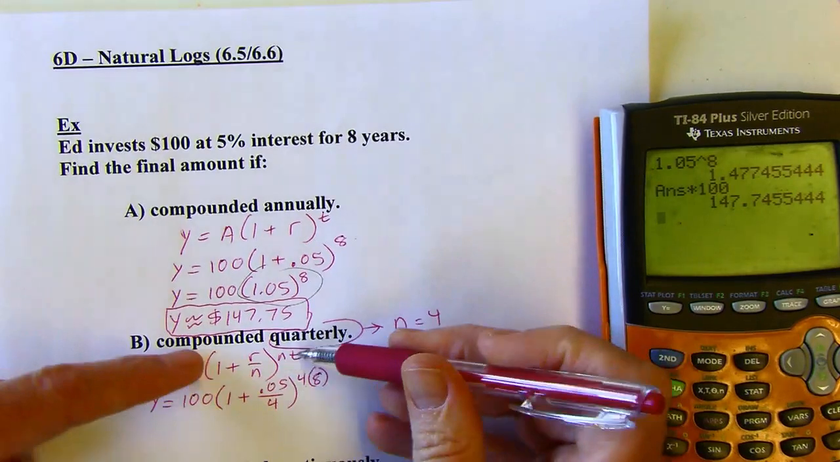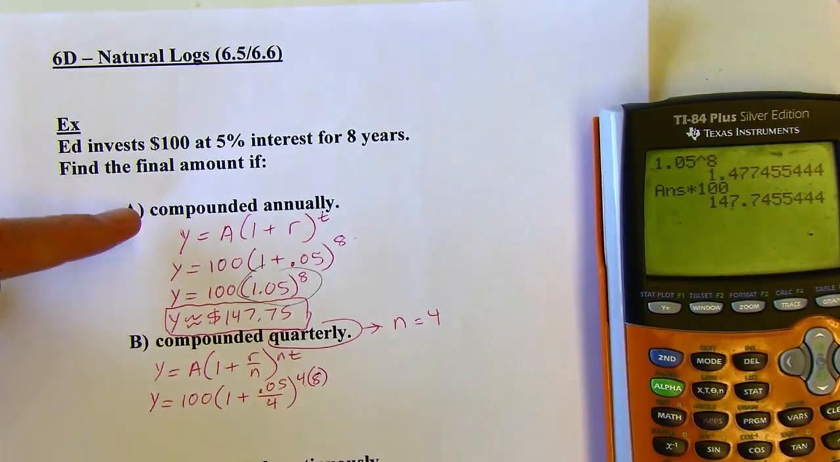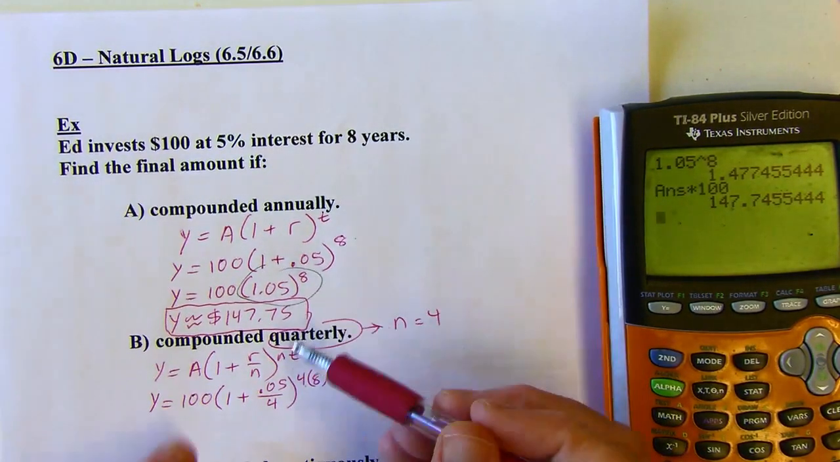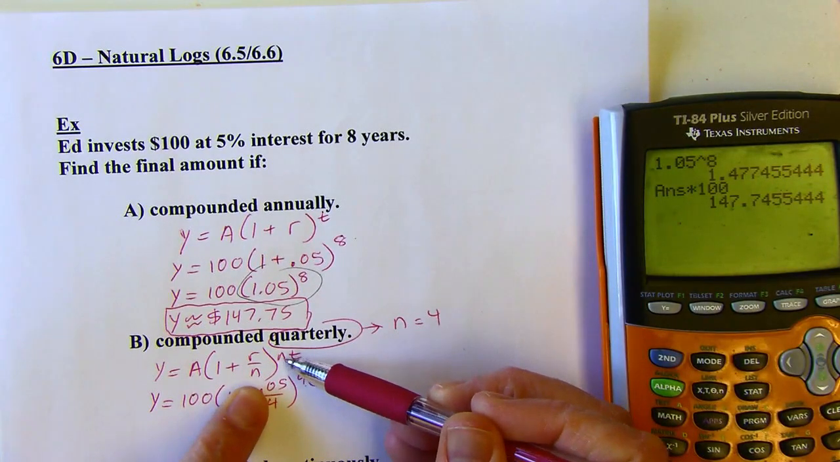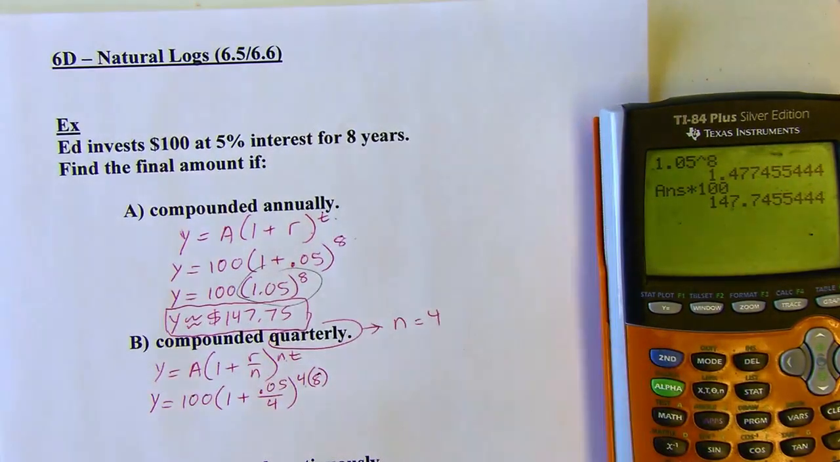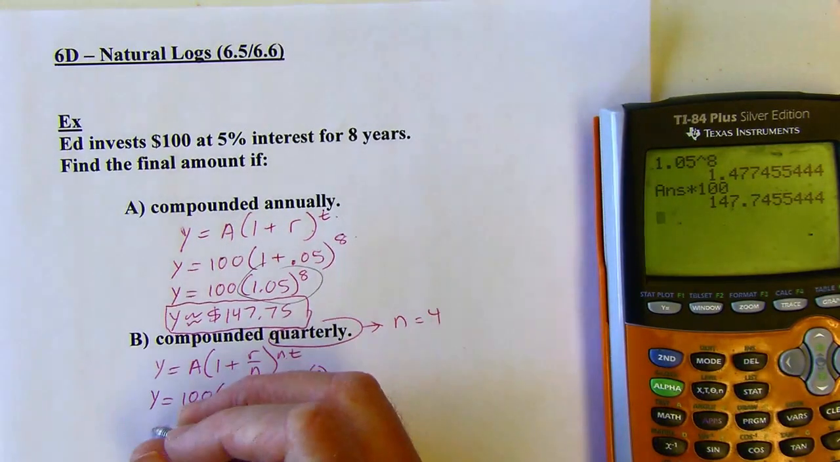By the way, you could use this formula up here. It's just there would be 1 compound per year. So the n's would be 1s, and they wouldn't really do anything. That would actually simplify to that formula, right? Okay, so let's start simplifying this.